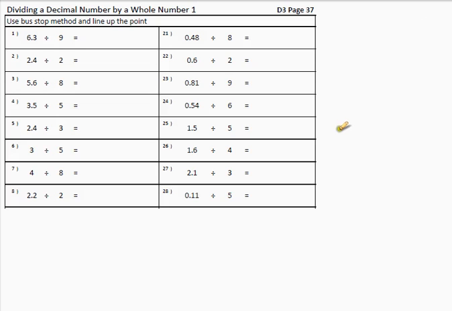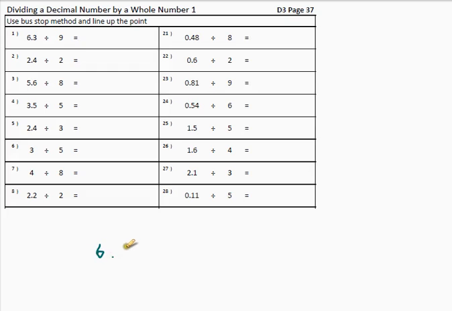Okay. Now we are going to look at dividing a decimal number by a whole number. That is what we've done right now. If you want to know what 6.3 divided by 9 is, we know that 63 divided by 9 is 7. So how will we do this? Where would the 7 go and where would the point go?